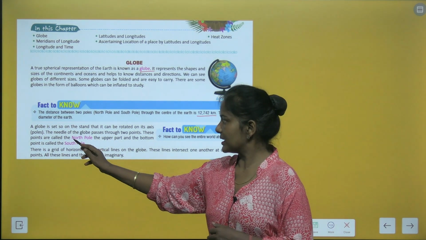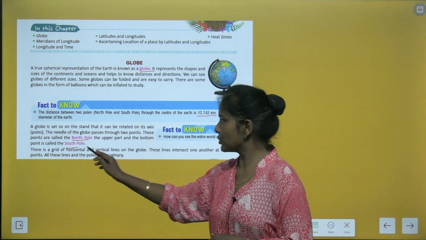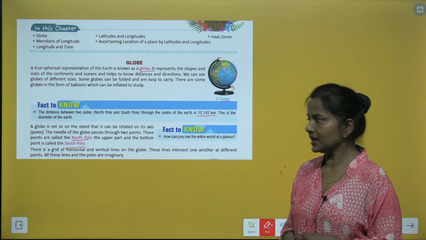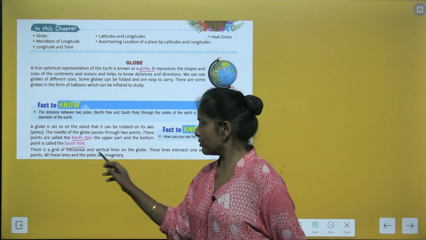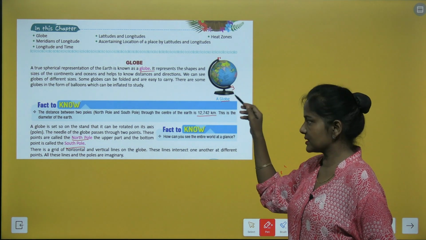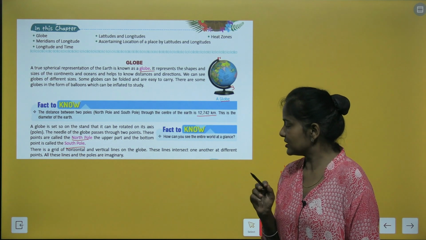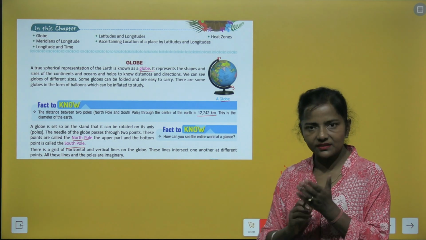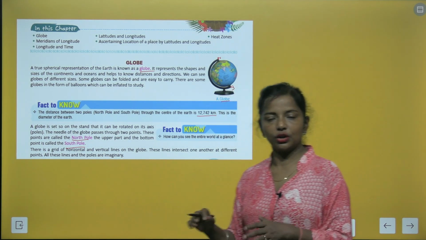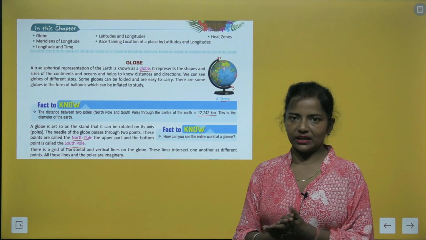These points are called the North Pole, the upper part, and the bottom point is called the South Pole. This is North Pole and this is the South. Okay? There is a grid of horizontal and vertical lines on the globe. Globe में horizontal और vertical lines का grid होता है. These lines intersect one another at different points. अलग-अलग points पे intersect करते हैं एक दूसरे को. All these lines and poles are imaginary. और जितने भी lines और poles यहाँ पे होते हैं इस globe में वो सब imaginary हैं.